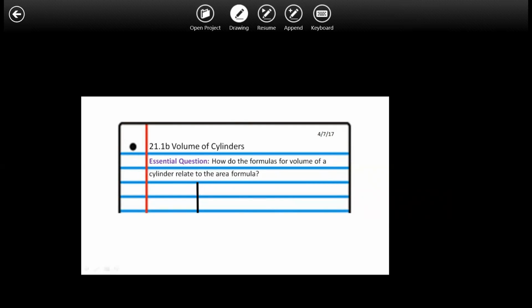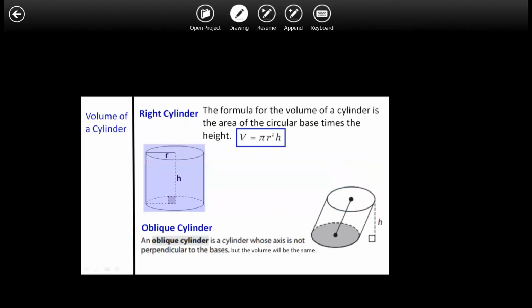Okay, here we go. So copy down that. In a right cylinder, meaning it looks like a can, the formula of the volume of a cylinder is the area of the circular base times the height. This one is going to be referencing pi r squared, which is the area of a circle, times the height, which is the depth of the circle.